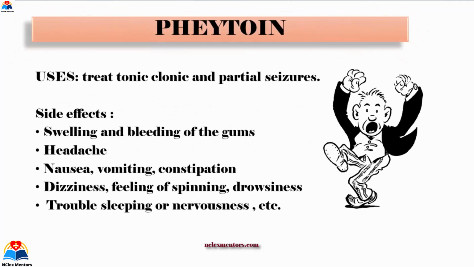Let's talk in brief about one of the drugs called Phenytoin, as it is more of a topic of choice in examinations. Note that Phenytoin is basically used to treat tonic-clonic and partial seizures. There could be various side effects of this medication. Some examples are swelling and bleeding of the gums, headache, nausea, vomiting, constipation, dizziness, feeling of spinning, drowsiness, trouble sleeping or nervousness, etc.